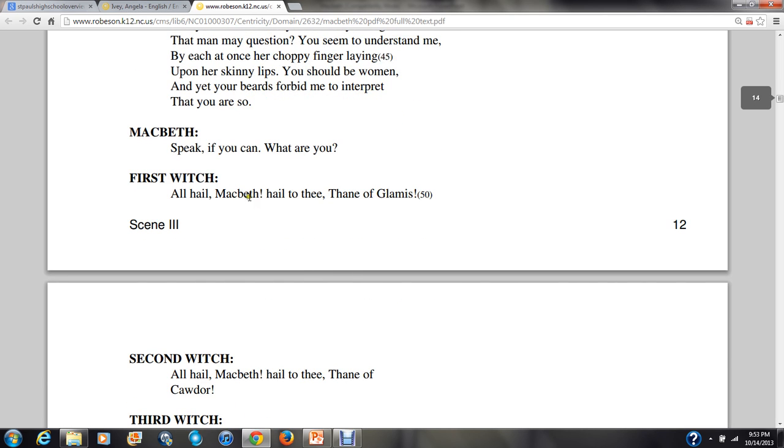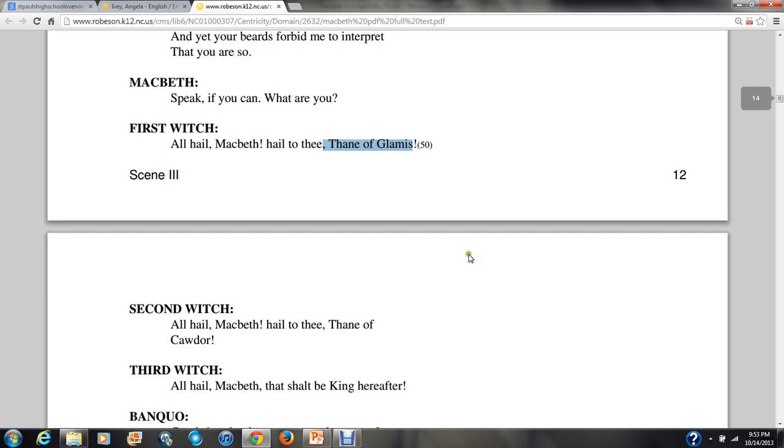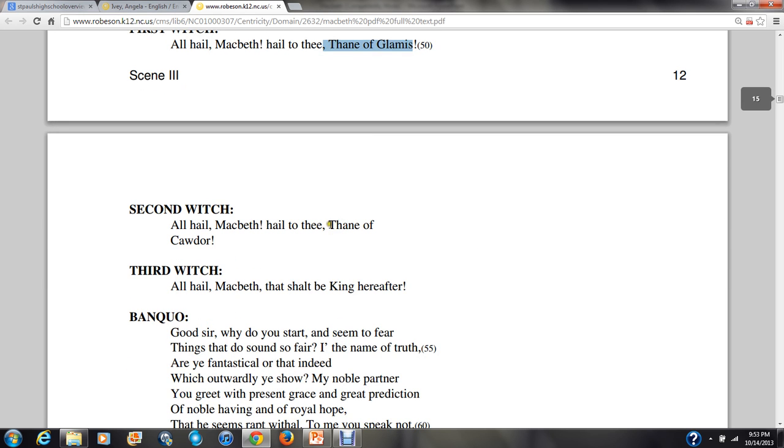The witches go to Macbeth, or they greet him. One calls him Thane of Glamis, which is what he is currently. He is currently the Thane, or the Lord of Glamis. And the second witch hails him as the Thane of Cawdor. And we know, although he doesn't yet, that he has indeed been given this title. And then look at what the third witch does. She hails him as the king.